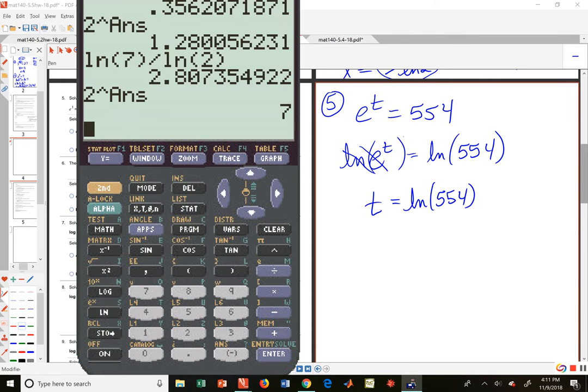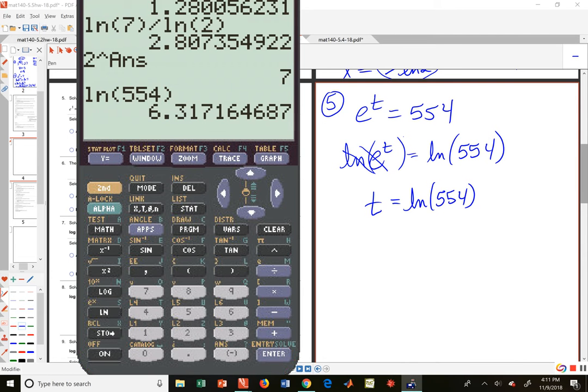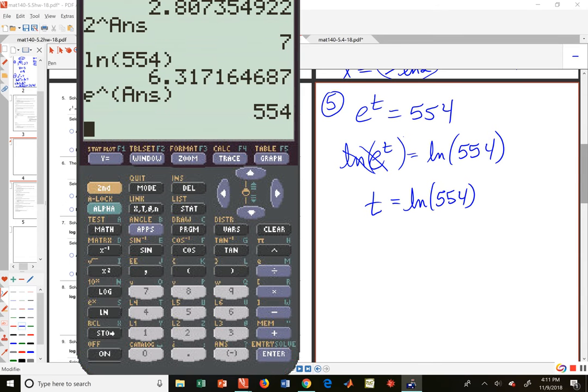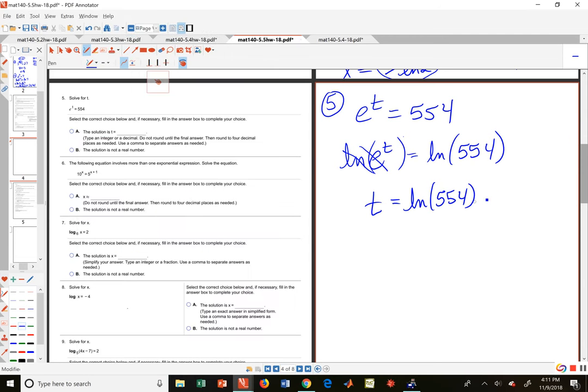So you go to your calculator, you take the ln of 554, and just make sure it's working. In other words, e to that power needs to be 554, and it is. So we've got it, 6.3172. How many decimals? Round to 4 decimal places: 6.3172.